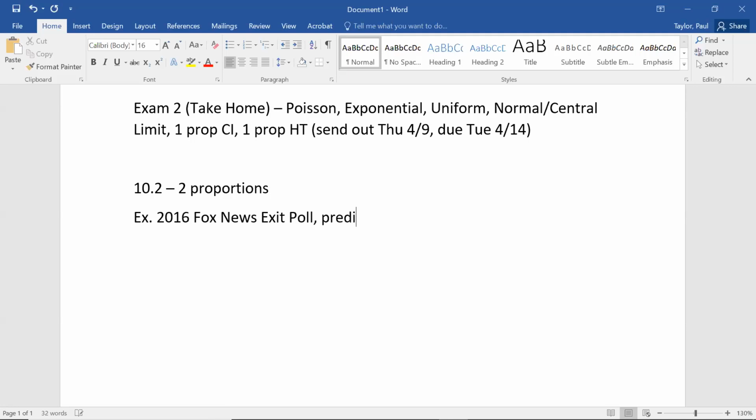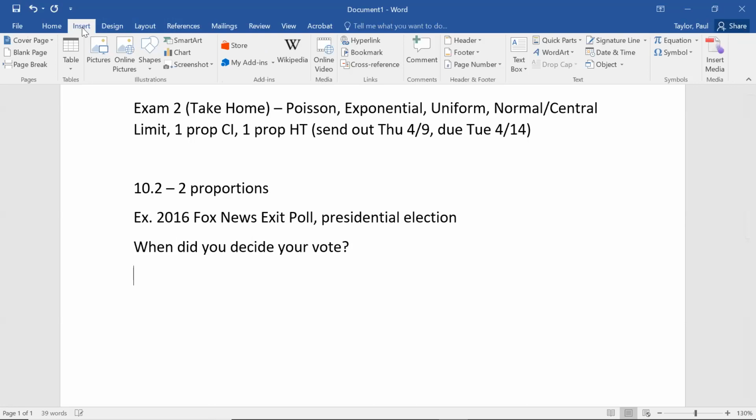So for the presidential election. Like all these exit polls, they ask people not only who they voted for, but a whole bunch of demographic questions like how old are you? Do you go to church? What's your income? What's your education level? Stuff like that. One of the questions they ask is, when did you decide your vote? Because some people weren't sure. They only decided at the last minute.